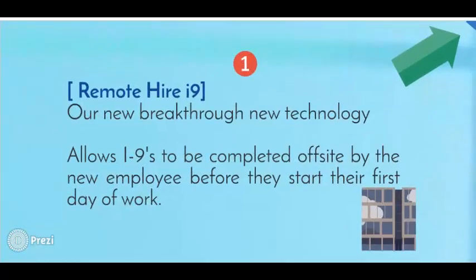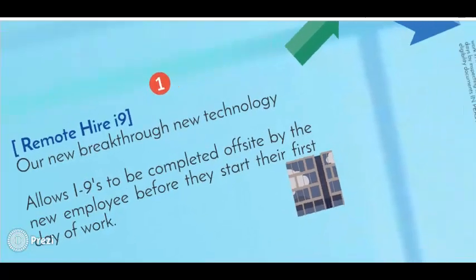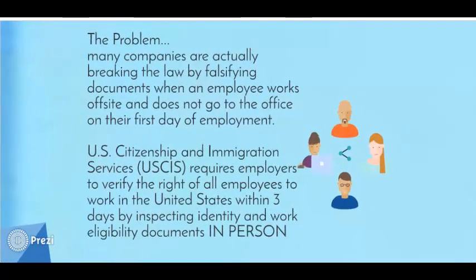So, a little bit about I9Everywhere and how it works. We started doing I9Everywhere early in 2016 to solve the problem of the remote hire. I don't know if you know this, but in California, they actually passed a business code provision mandating that notaries could no longer sign Section 2 of the I-9.